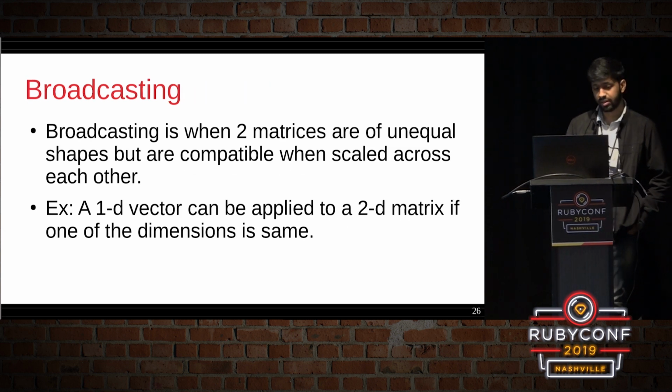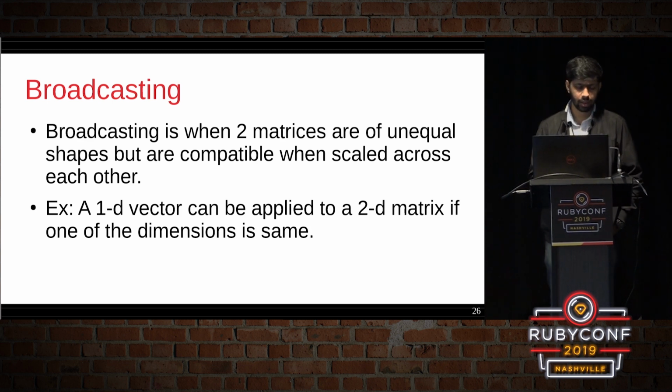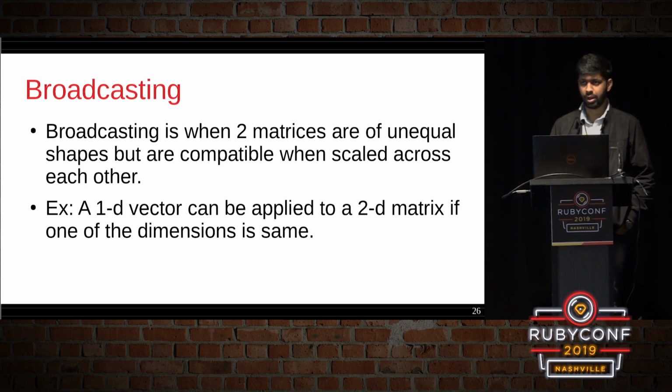Next comes broadcasting. Obviously, if you want to do an element-wise operation, the two matrices need to be of exactly the same shape. But sometimes the shape isn't exactly the same, but they are kind of compatible. Like, if you want to perform some kind of transformation on an image, some kind of mask, that could be a 1D vector on a 2D matrix. In that way, if one of the dimensions is equal, then they are compatible using broadcasting.